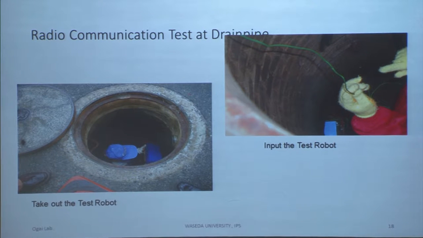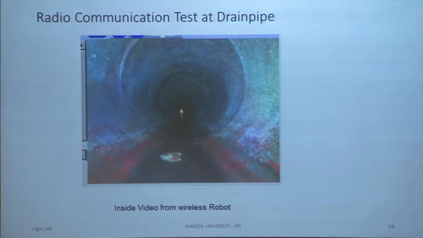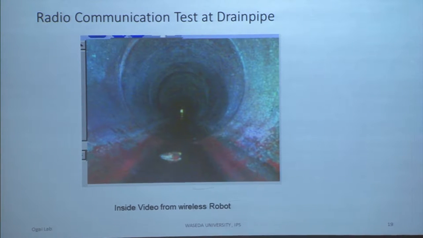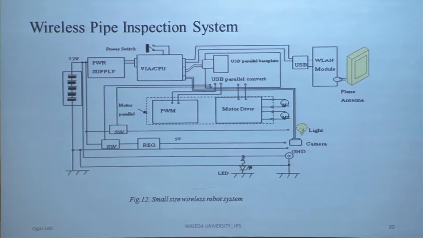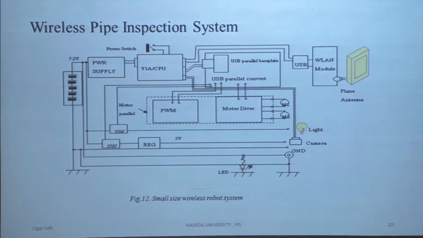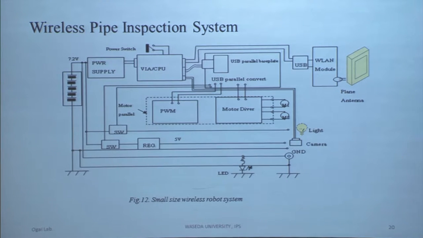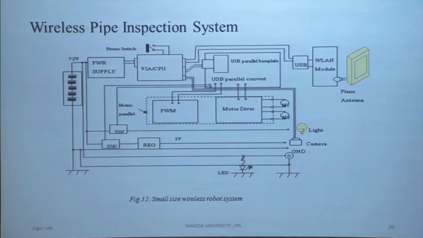By using this robot, we checked the radio communication property and did a robot control test in a ceramic pipe. And this was demonstrated yesterday. And next, this is a pipe inspection system, a communication system.